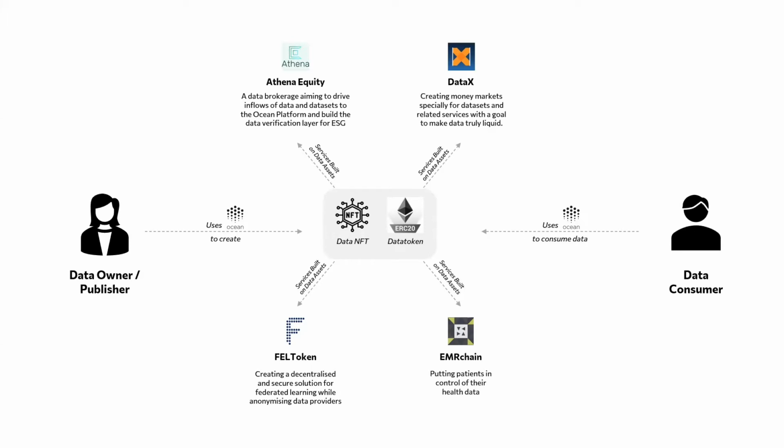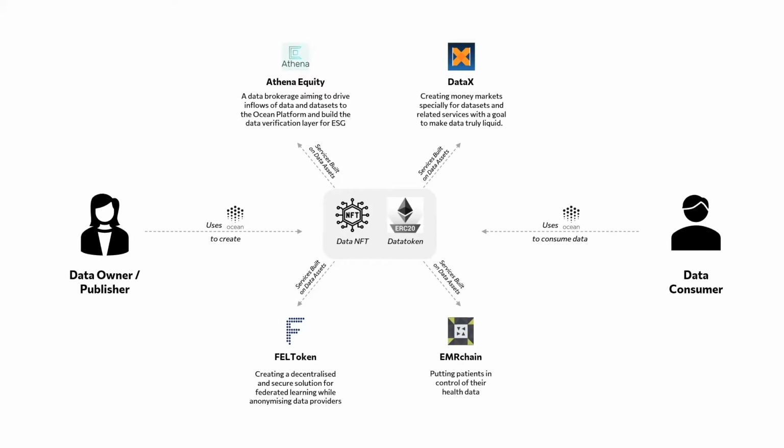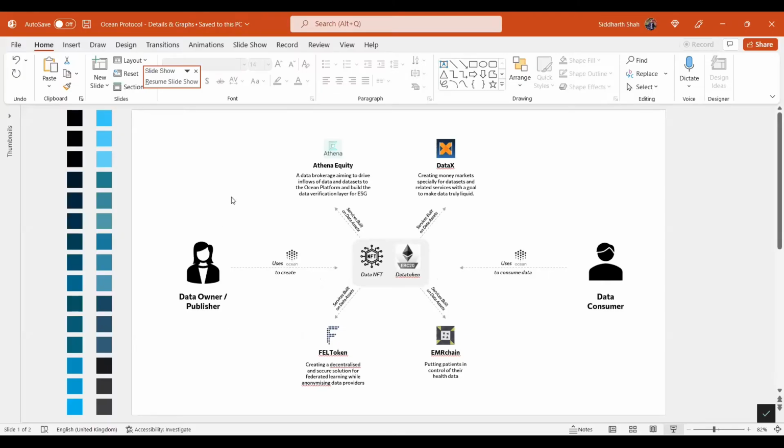Or Athena Equity, it's a data brokerage that's essentially trying to build a data verification layer for ESG, and is using these data sets that are on Ocean Protocol in order to be able to do this. Let's say that I am a data consumer and I go on to Athena Equity's DApp, and I say, I want ESG data that is actually verified. I want to know which of this data is, for some purposes. And they provide me that service that is built on top of the data assets provided by Ocean Protocol in order to be able to verify that ESG data.